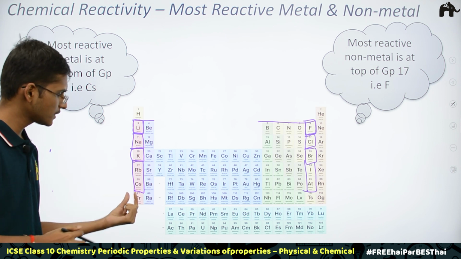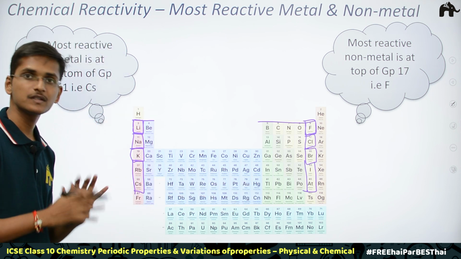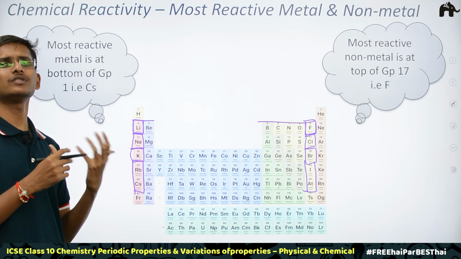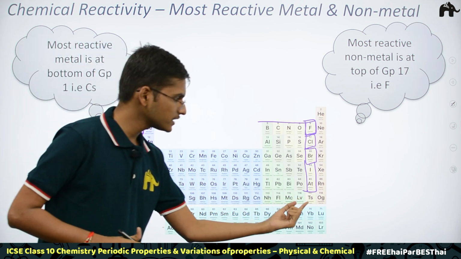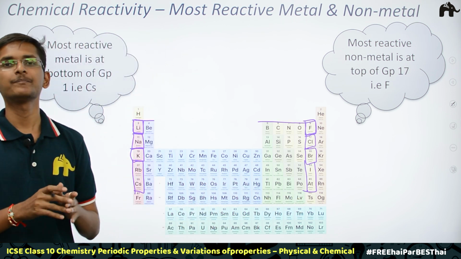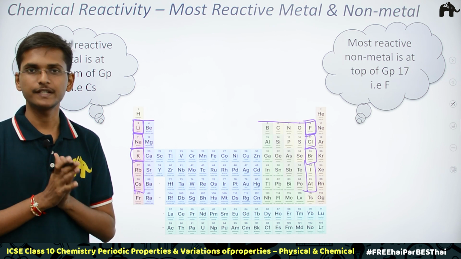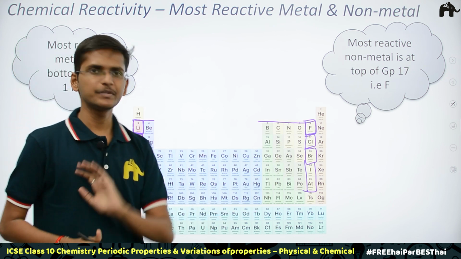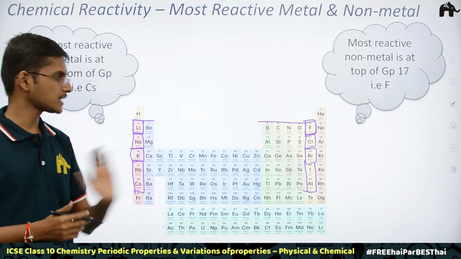I have just skipped francium and tennessine because we all know that francium is radioactive. Its radioactivity creates problems in its study, and tennessine is a recently discovered element, so we haven't studied that element in much detail. So forget about the last period, just focus till the 6th period. The reasons I have told you.